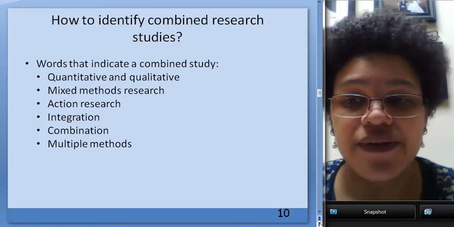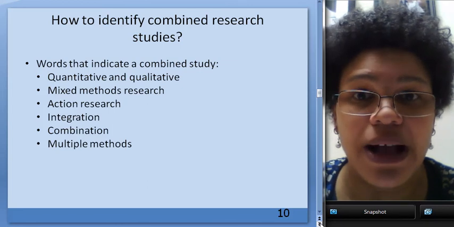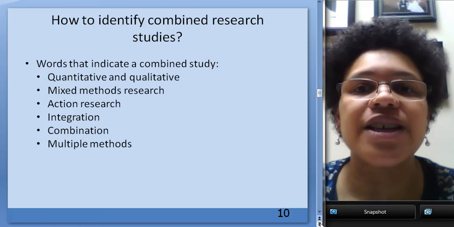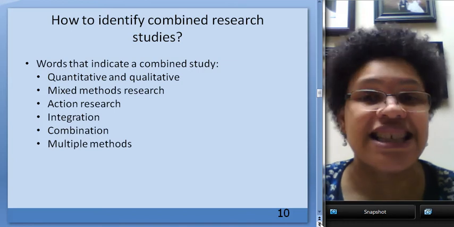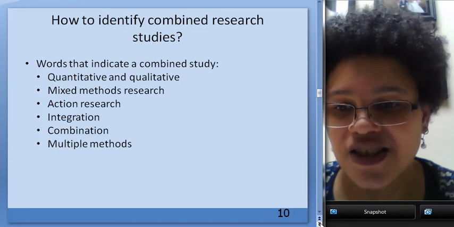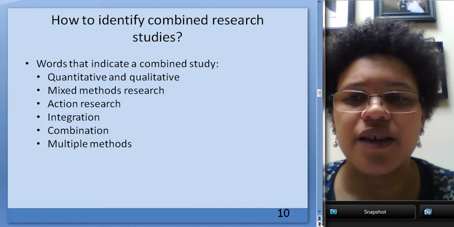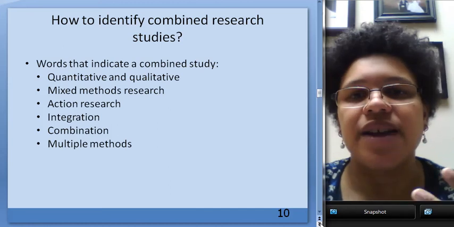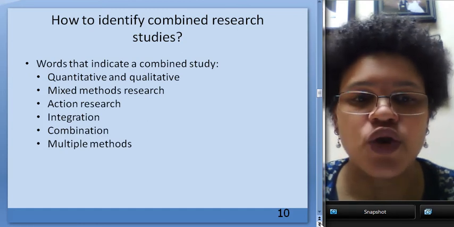One type of study is called action research, and we're going to be learning a lot more about that. Action research is particularly useful to those of us who are looking to do research within a professional context, whether it's as teachers or administrators in schools or as practicing counselors. And there might be conversation within the study about integration or combination or multiple methods, and that's how you get a sense that they combined these two approaches.